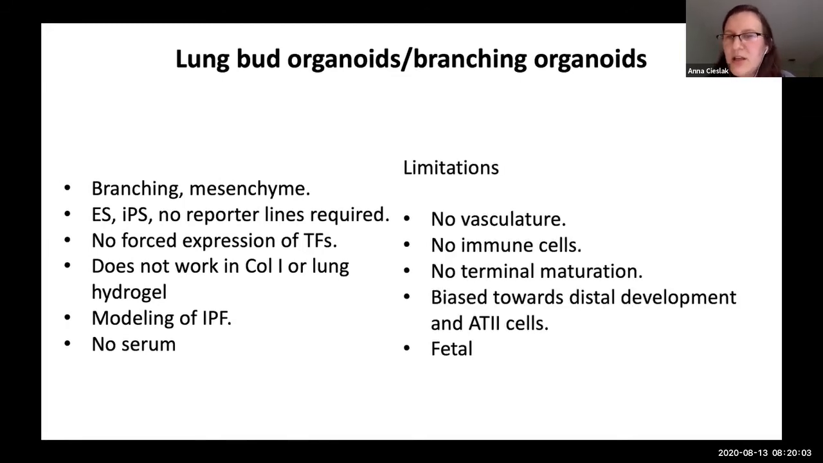However, we have some limitations. This is only a lung cell organoid culture, so there is no vasculature or other kinds of cells like immune cells. There's no terminal maturation of the system, and we have a bias toward distal differentiation and epithelial type 2 cells. The developmental stage is still fetal. It's not an adult model of lung organoids.